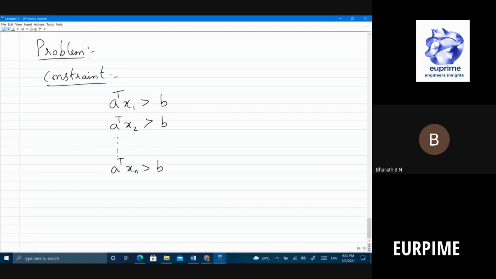What else? This is one set of constraints. What is the other set of constraints? A transpose Z1 is less than B. A transpose Z2 is less than B, and so on. A transpose Zn is less than B, right? Now these are constraints, but what is the problem? The problem is I have to find A and B. But this is just a constraint. These are called the constraint set.